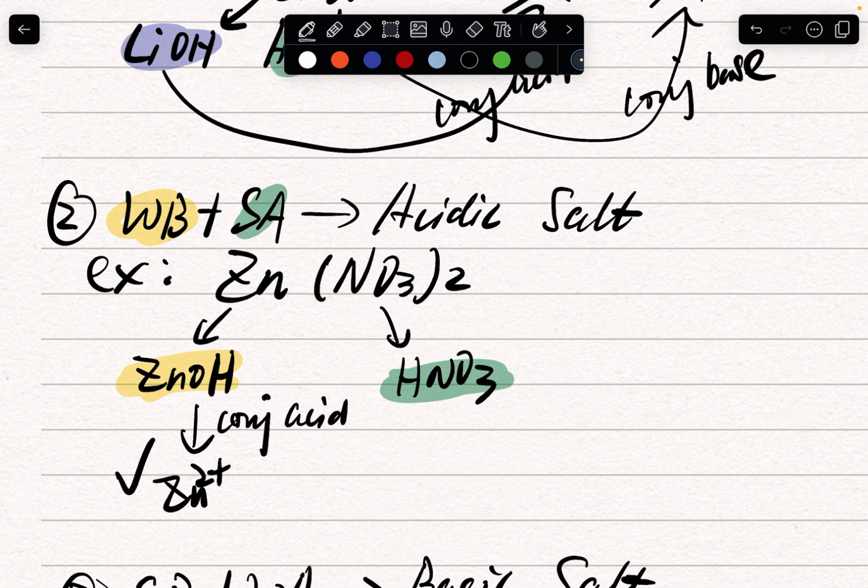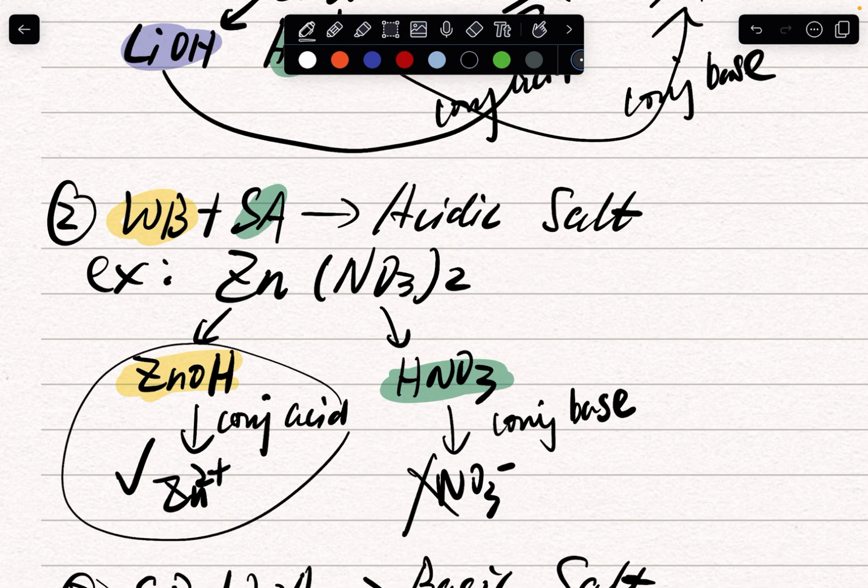But what about this HNO3, right? HNO3, its conjugate base is really NO3 minus, right? And then this NO3 minus, its basicity can be ignored. We're gonna cross it. All because HNO3 is a strong acid, right? A strong acid's conjugate base is so weak, so we ignore its basicity, okay? So now all we have left is the acidity of this conjugate acid, zinc 2 plus, right?